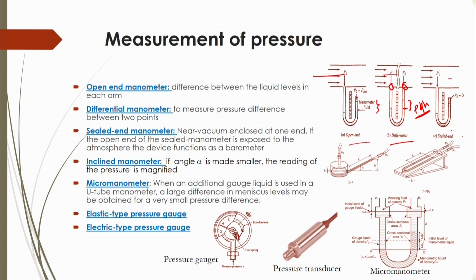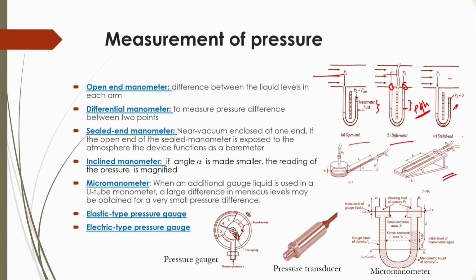And here it will be the sealed end manometer. In this case it will be near vacuum, enclosed at one end, and if the open end of the sealed manometer is exposed to the atmosphere, the device functions as a barometer. Whereas, the inclined manometer is also one important manometer by which you can measure the pressure.